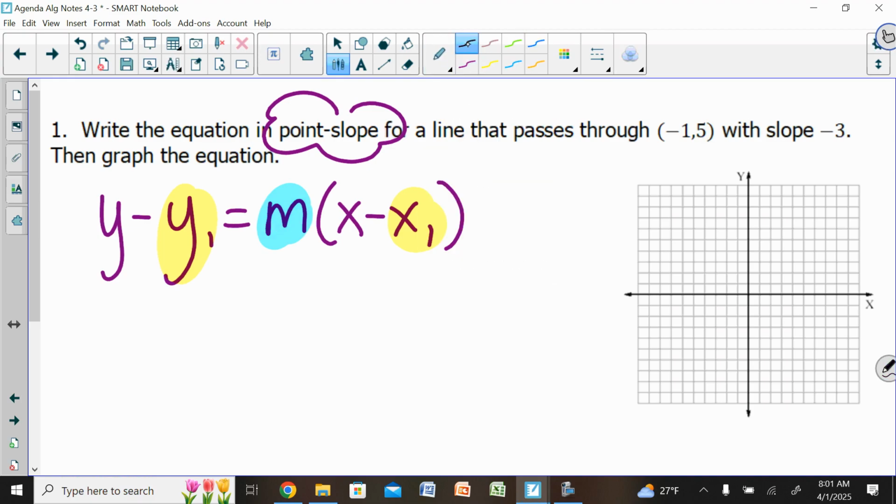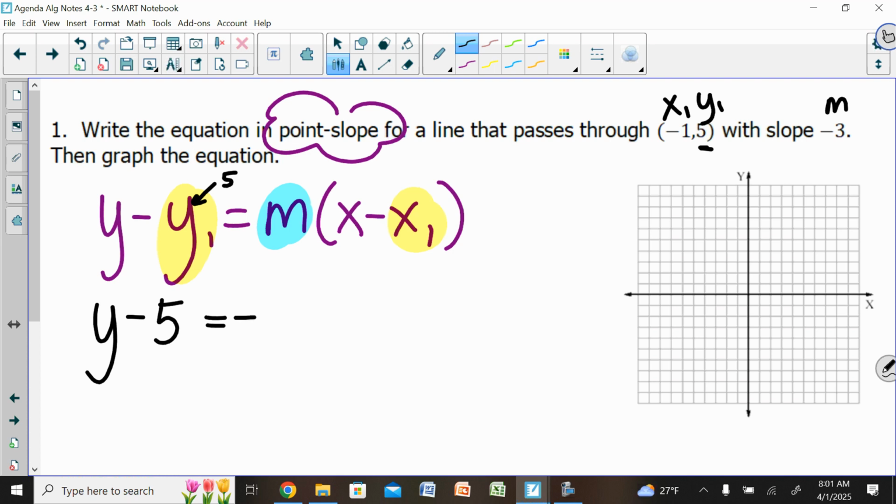So I know that I stick with y. Here is my x1 and y1. It's the first point and the only one that's given. Here is my m of -3. So when I put my y1 in, I'm going to have y minus 5, because I'm just putting the 5 in for that problem.